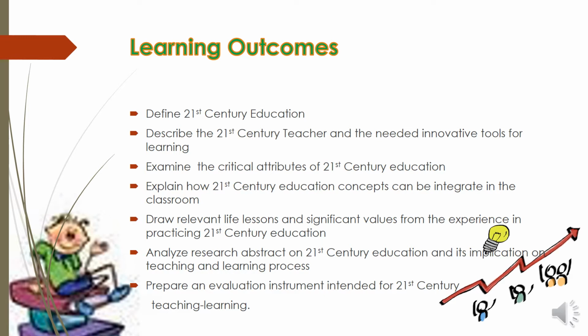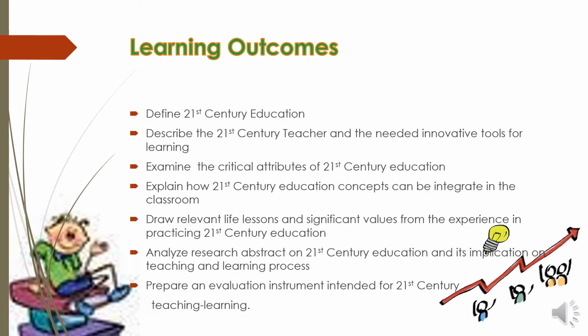So in this lesson, there are actually 7 learning outcomes. First is to define 21st century education. Second, describe the 21st century teachers and the needed information tools for learning. 3. Examine the critical attributes of 21st century education. 4. Explain how 21st century education concepts can be integrated in the classroom.